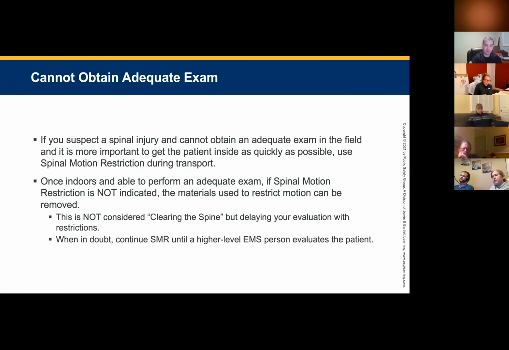This is not considered clearing the C-spine, but delaying your evaluation with restrictions. When in doubt, continue spinal motion restriction until EMS takes over.